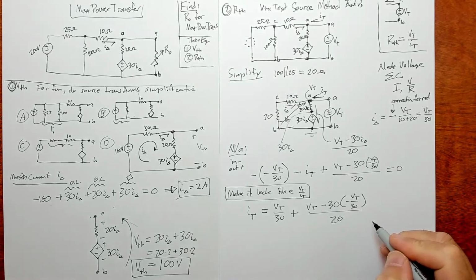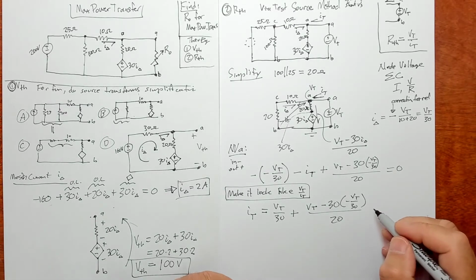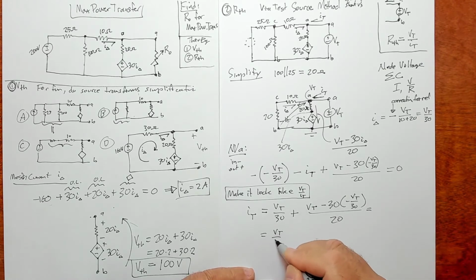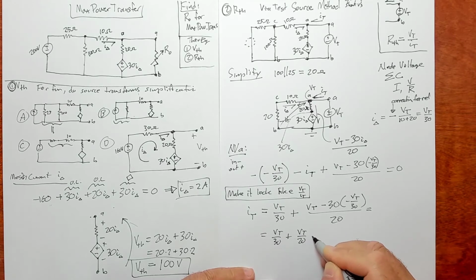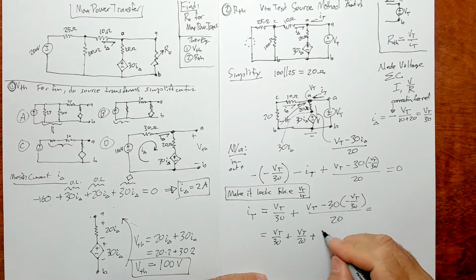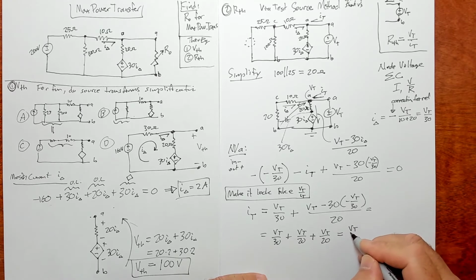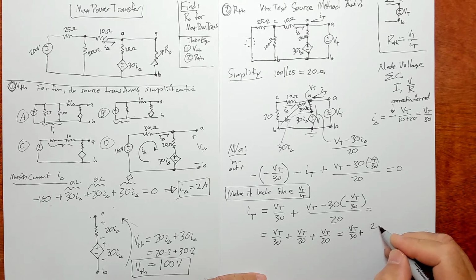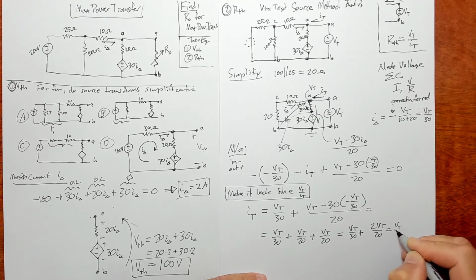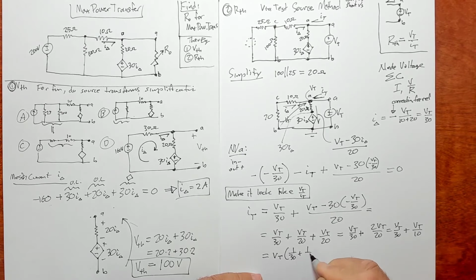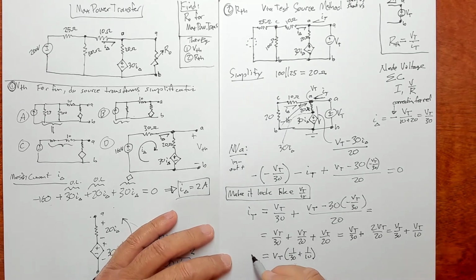Did I even do that? Is that right? Yeah, that's okay, right? So this is going to be Vt over 30 plus Vt over 20. Plus, let's see, the minuses cancel and the 30s cancel, and you just end up with Vt over 20. So that's Vt over 30 plus 2 Vt over 20, which is Vt over 30 plus Vt over 10, which is, you could factor out the Vt, 1 over 30 plus 1 over 10. So that was all It.